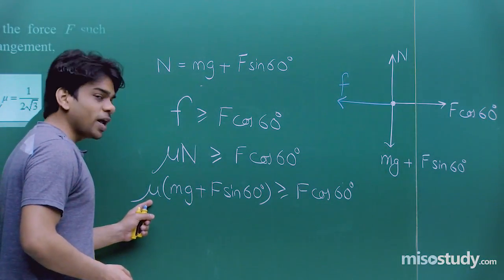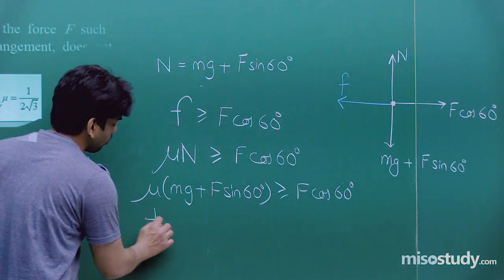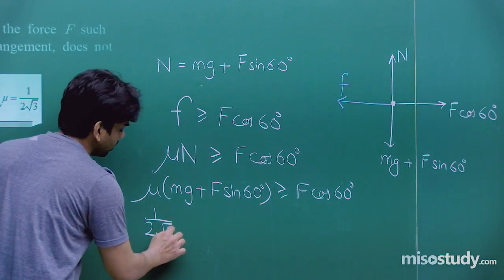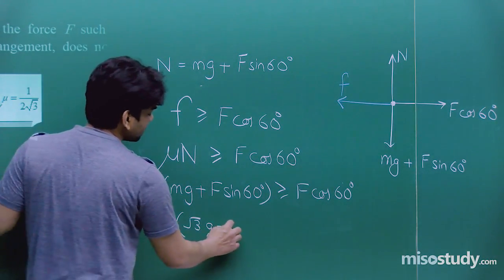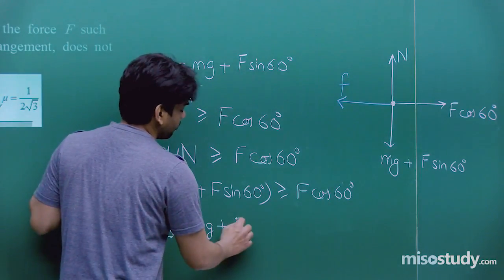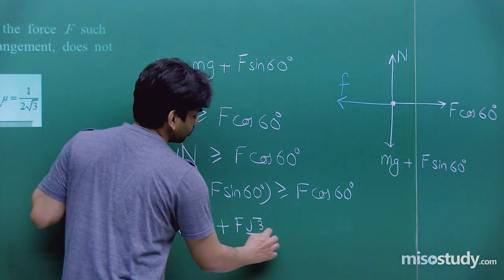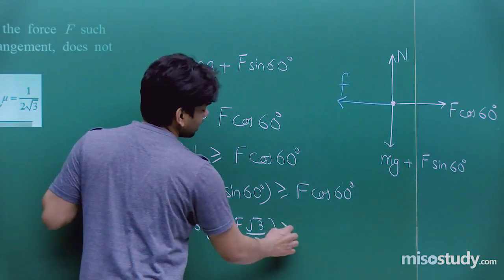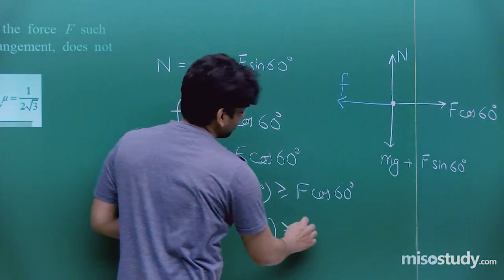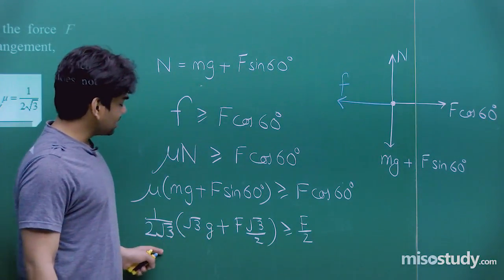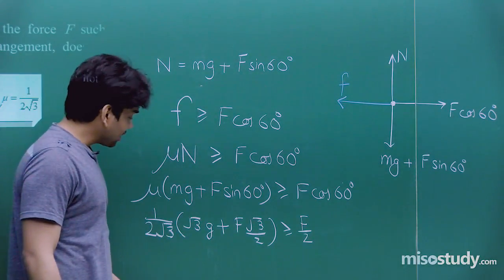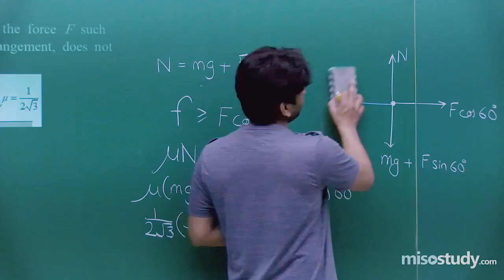See, the mu value is 1 upon 2 root 3. So let me put here 1 upon 2 root 3, into (m is root 3, so root 3 into g, plus F sin 60, which is root 3 by 2), greater than or equal to F cos 60, that is F by 2. Now just multiply this term with all the terms inside the bracket and see what we get. Let me rub this diagram.